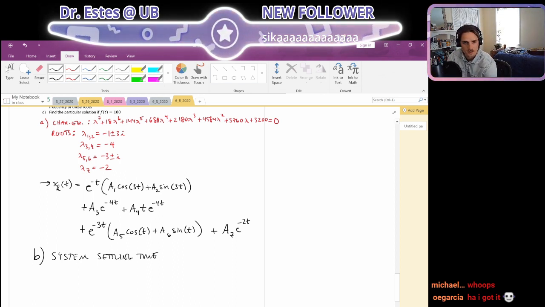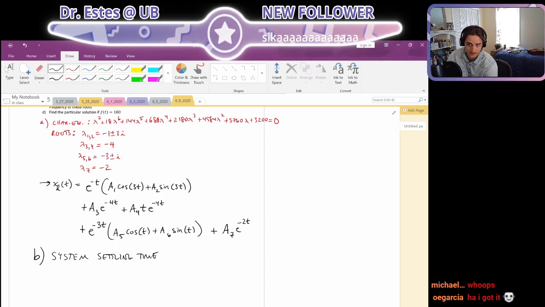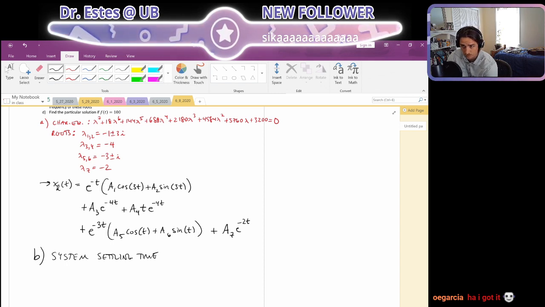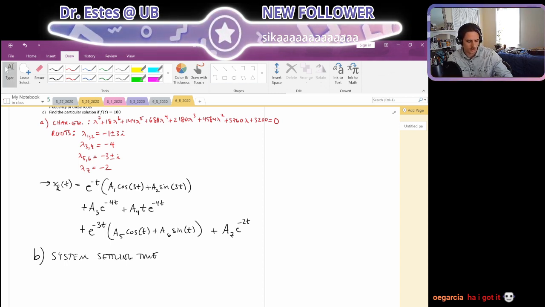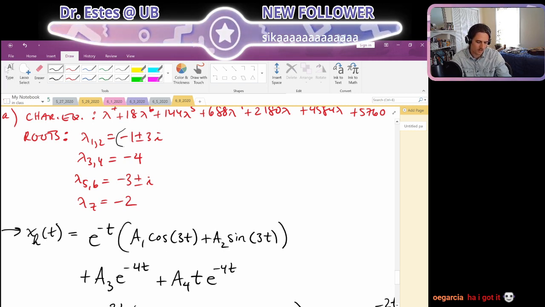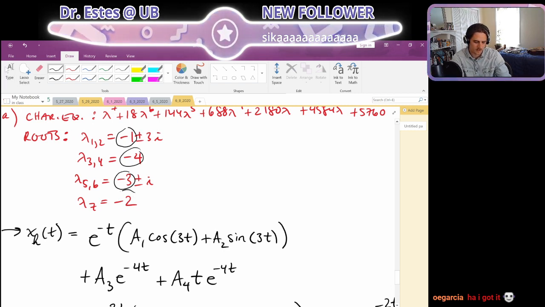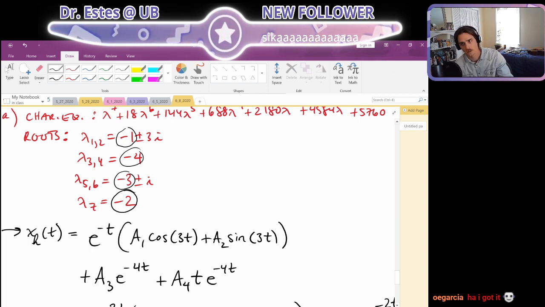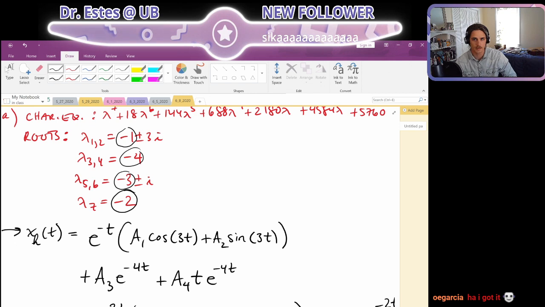Remember, this is based on the slowest root, which we now have a new name for, the dominant roots. Slowest means the dominant root. It dominates the response. How do we find the slowest root? You look at the real part of all of your roots, and you look for the root that is closest to the imaginary axis. Or in other words, it has the smallest real part.